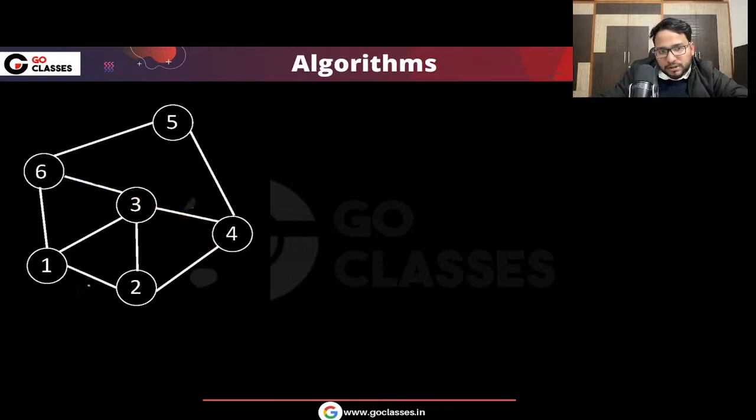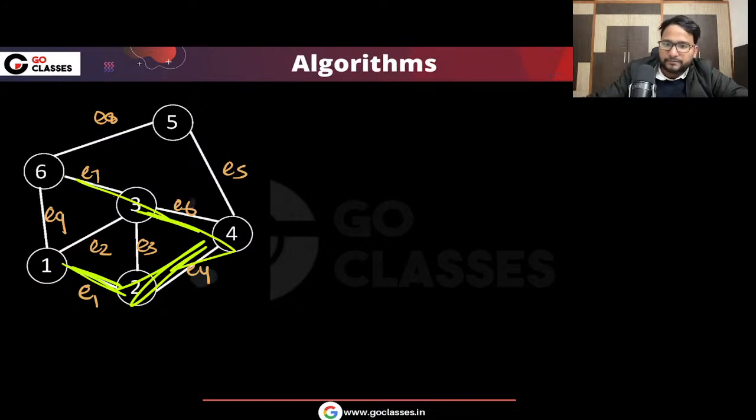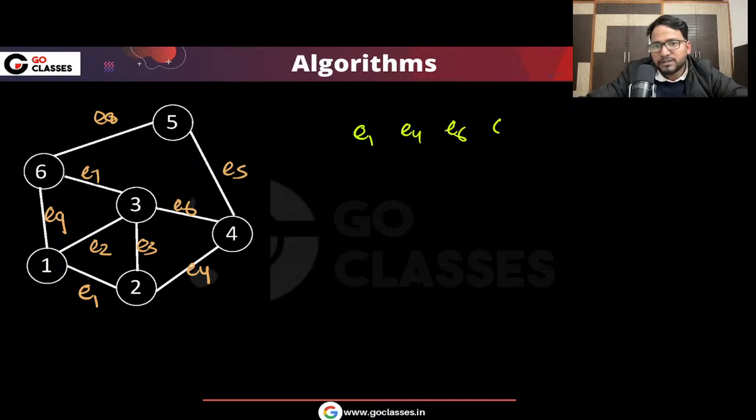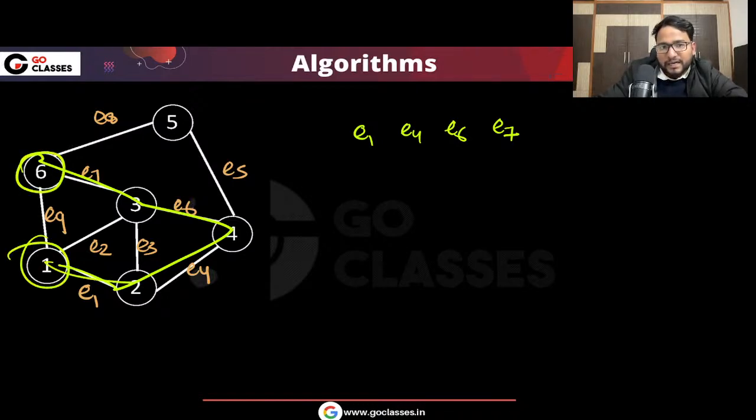Let's suppose this is E1, this is E2, E3, E4, E5, E6, E7, E8, E9. Let's suppose the shortest path is E1, E4, E6 and E7, which means if you relax in this order, then you will directly get the shortest path from A to 6. But let's suppose I don't know the shortest path from A to 6, so I might be relaxing in any order.